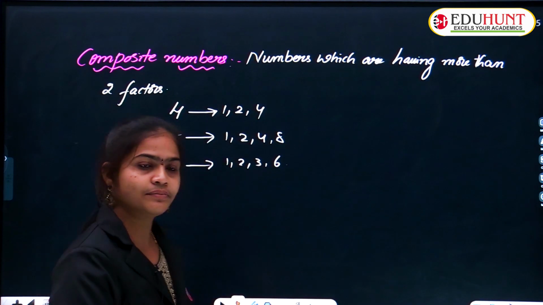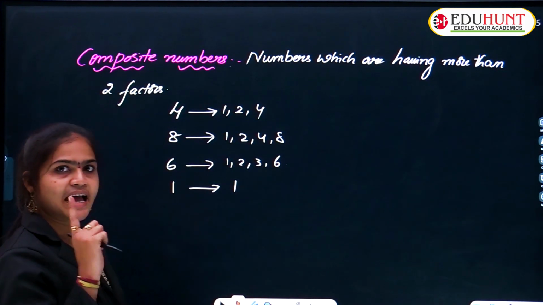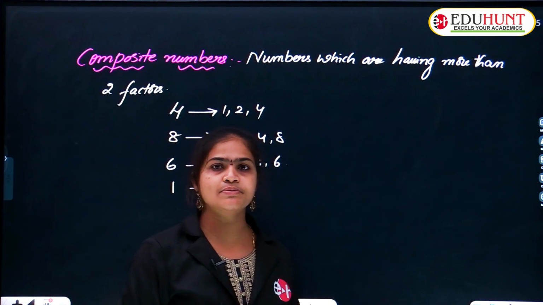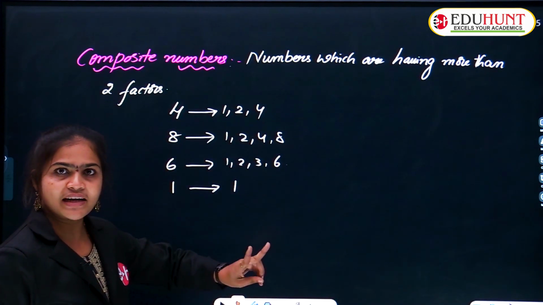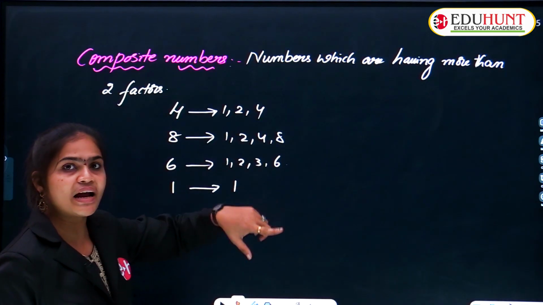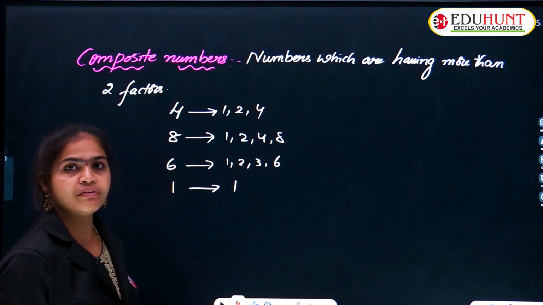What about 1? How many factors does 1 have? 1 has only one factor, then what will we call this? Two factors, meaning only two factors, means prime number. More than two factors means composite number. Here 1 has only one factor, then what will we call it?